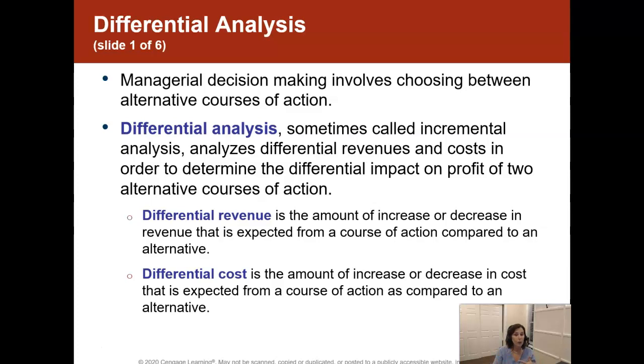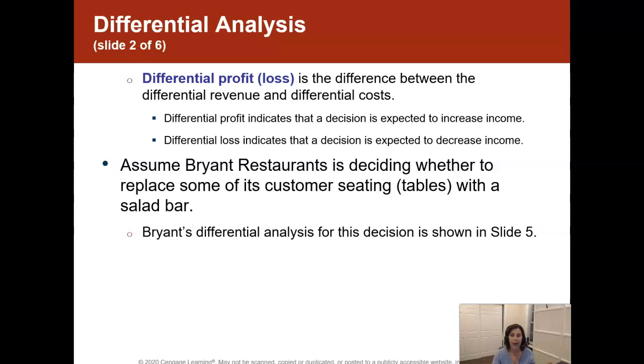So differential revenue is the amount of increase or decrease that's expected from a particular course of action. And by the same token, we have differential cost, which would be the increase or decrease of costs associated with that particular choice. And then differential profit or loss would be the difference between the differential income and differential cost, which gives you your differential profit.